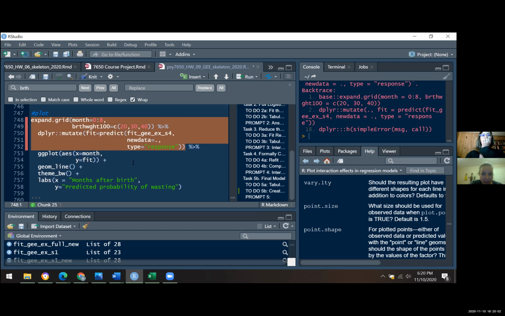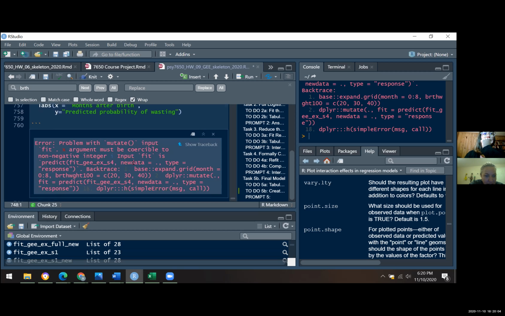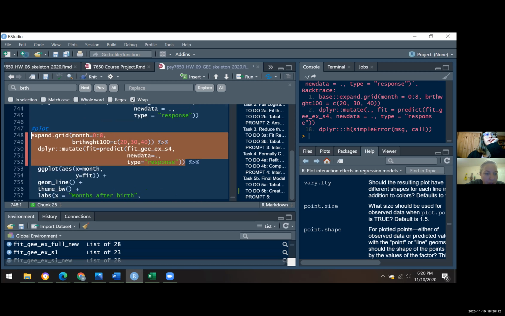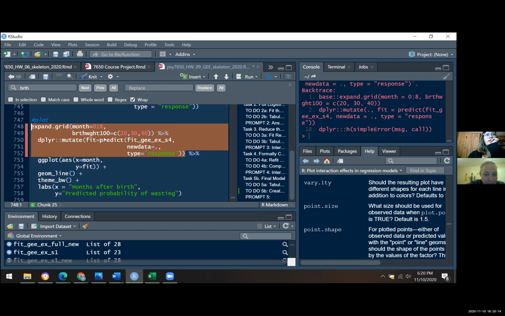Okay, scroll down. Let's see what this error message says. Problem with mutate. Okay, let's look at the mutate again. So scroll back up. dplyr, mutate, fit equals predict, newdata equals dot, type equals response. Let me look at mine for a second. Fit equals predict.